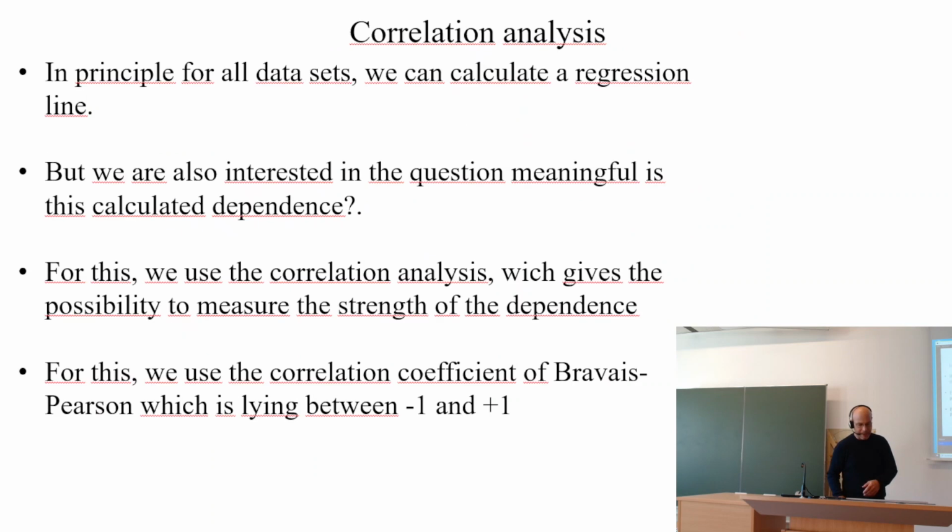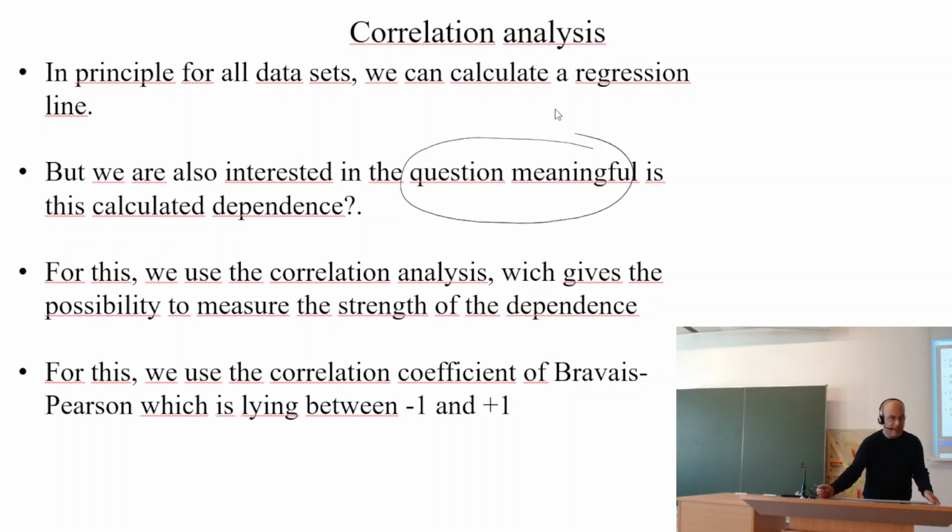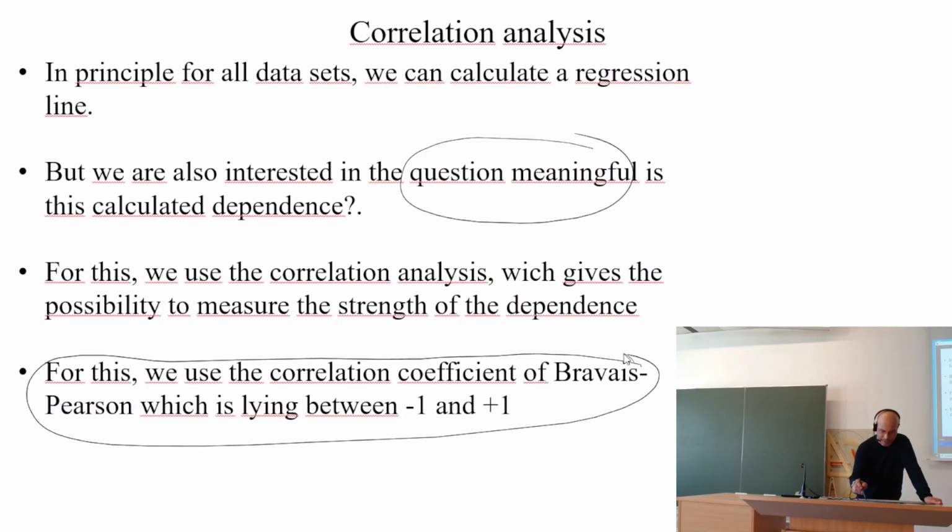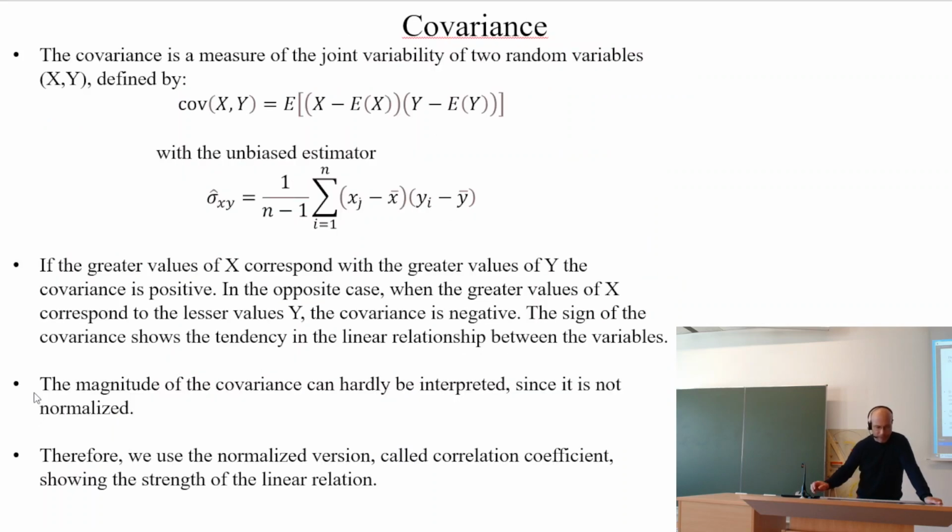And for this, in the beginning of the 20th century, Bravais and Pearson introduced the so-called correlation analysis. So the question is, how meaningful is our regression? And they introduced the so-called correlation coefficient, which is then also called the Bravais-Pearson coefficient.